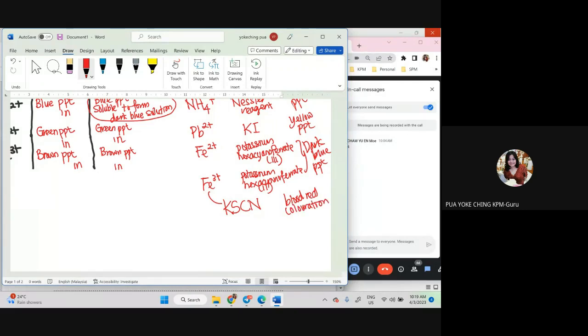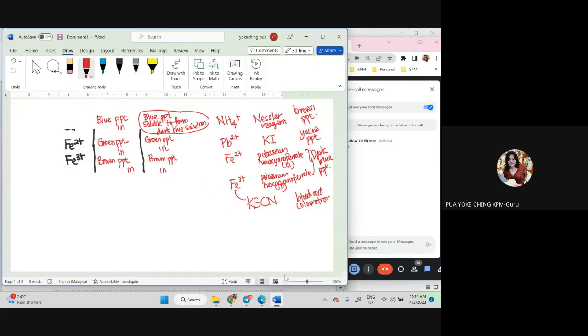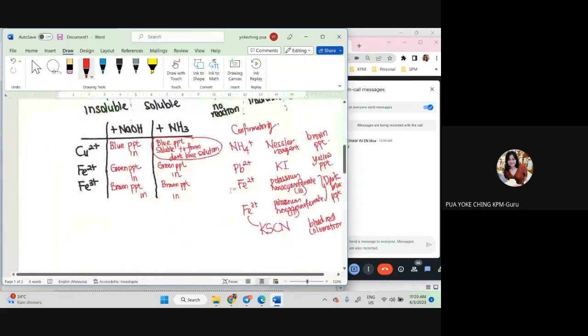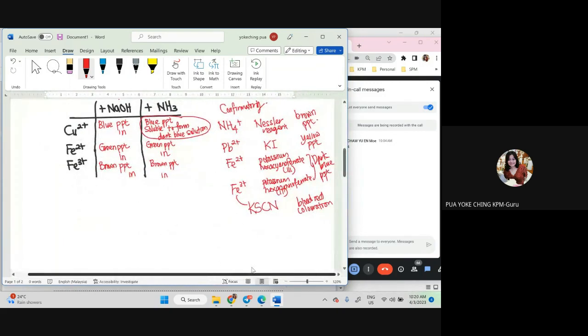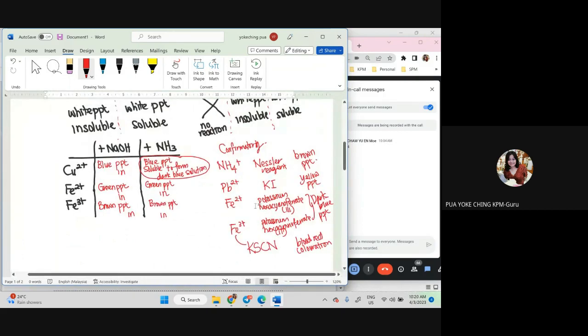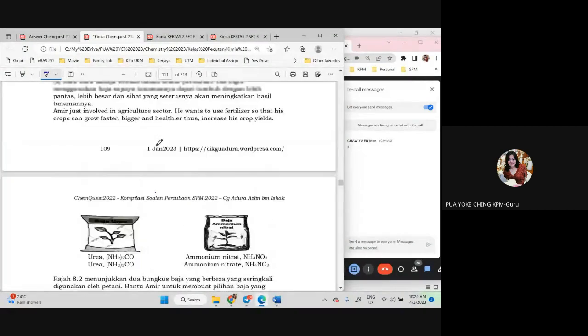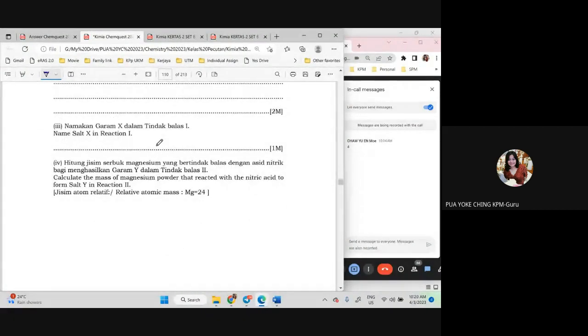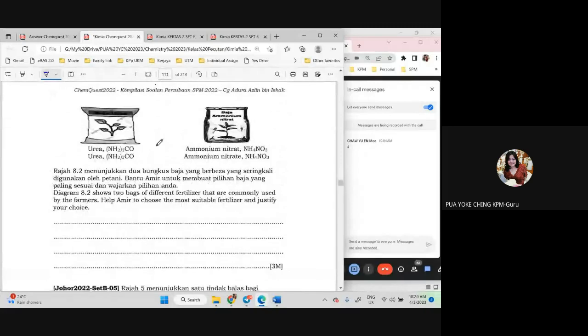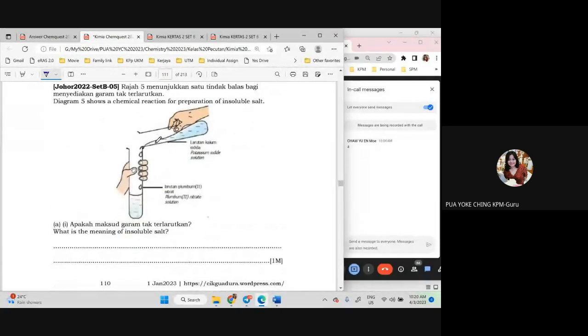So, habis. Cation test and anion test. Boleh hafal. One page. If you can hafal this one, I think your chapter salt garam sudah jadi pandai. Okay? So, kalau you tengok, it's almost lebih kurang sama lah.